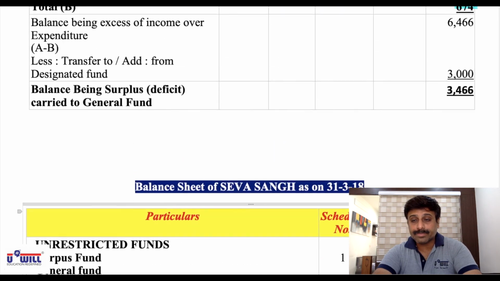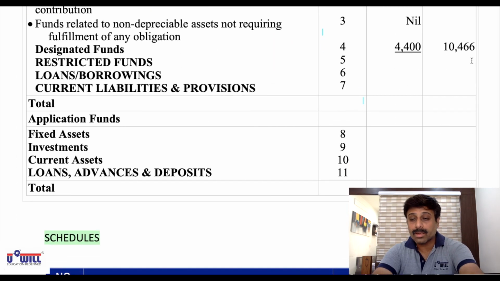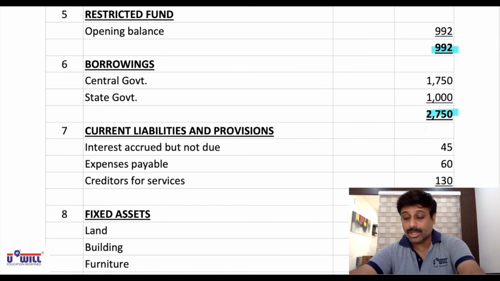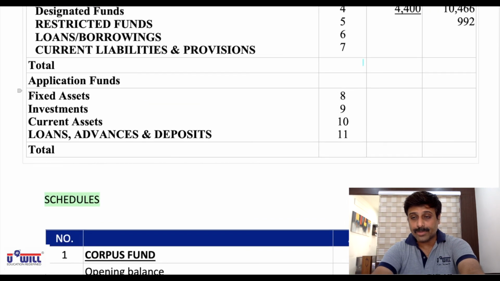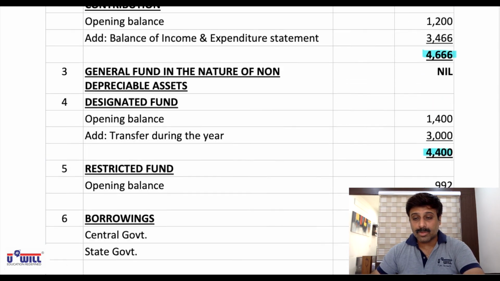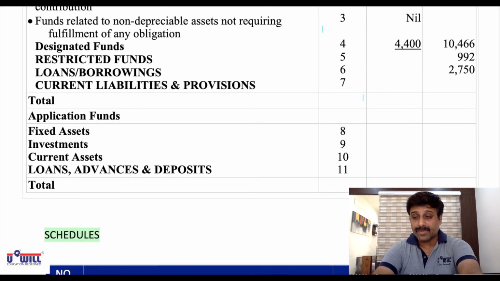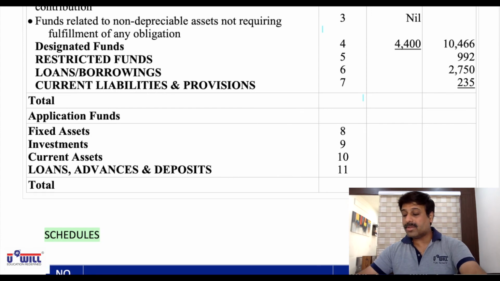Let us write down. Then loans and borrowings we have done in the schedule. Loans and borrowings are 2750. Then current liabilities and provisions we have done in the workings. They are 235. Now we can get the totals: 10,466 plus 992 plus 2750 plus 235. That is 14,443.